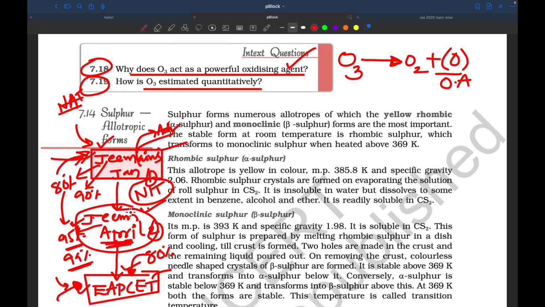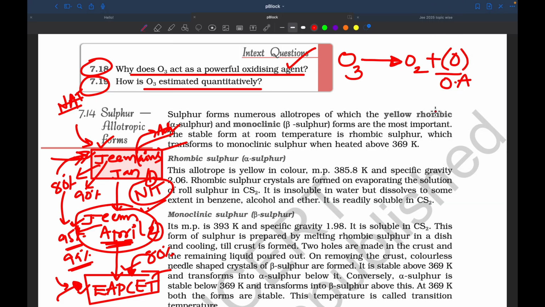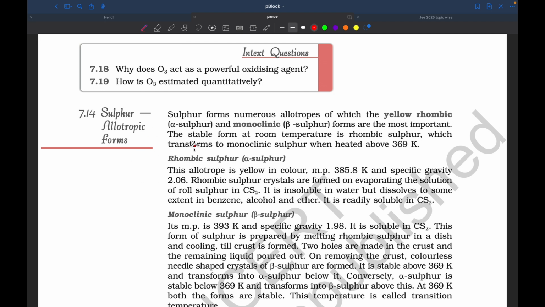Don't do any other book except NCERT. Chemistry is the same: NCERT has to be memorized line to line, how I am doing now, you know it. You have been watching how I am annotating my NCERT. Okay, now we'll see the allotropes of sulfur.